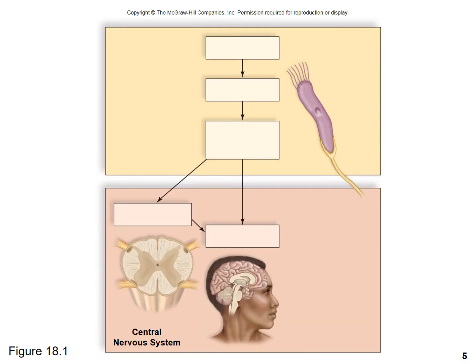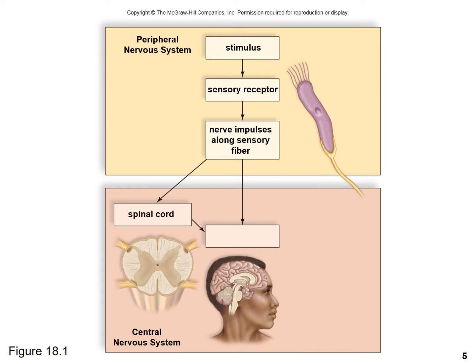So let's talk about the pathways that lead to the central nervous system. First of all, in the peripheral nervous system, you'll have some sort of stimulus that's detected by a sensory receptor. That sensory receptor will then send nerve impulses along a sensory fiber to either the spinal cord or to the brain. Now, there are several nerves called cranial nerves that have a direct connection with the brain. Most sensory nerves actually route their way through the spinal cord on their way to the brain.